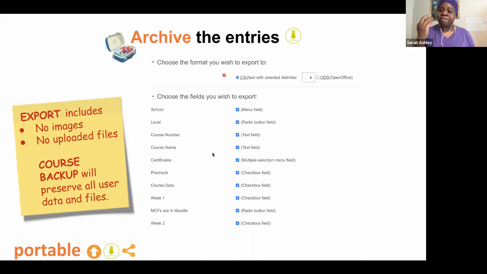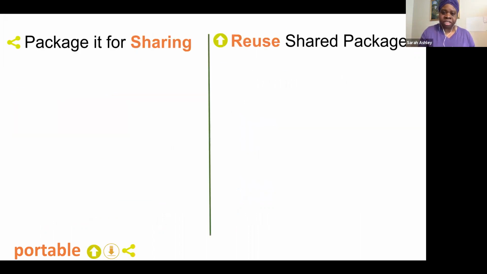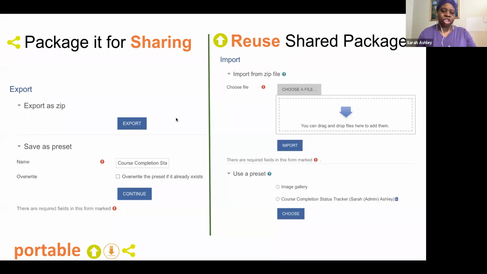So that's how you archive entries, but you can also export and share, right? Remember I said it's portable. So to package it for sharing, what you need to do is you say export as a zip, okay? You use the export as a zip section, click that button, and it gives you a zip file. So you download that, save it, and you can give it to somebody at another school who has Moodle. They can use it there, or you can use it at another Moodle site that you have access to. So that's how you port it over.